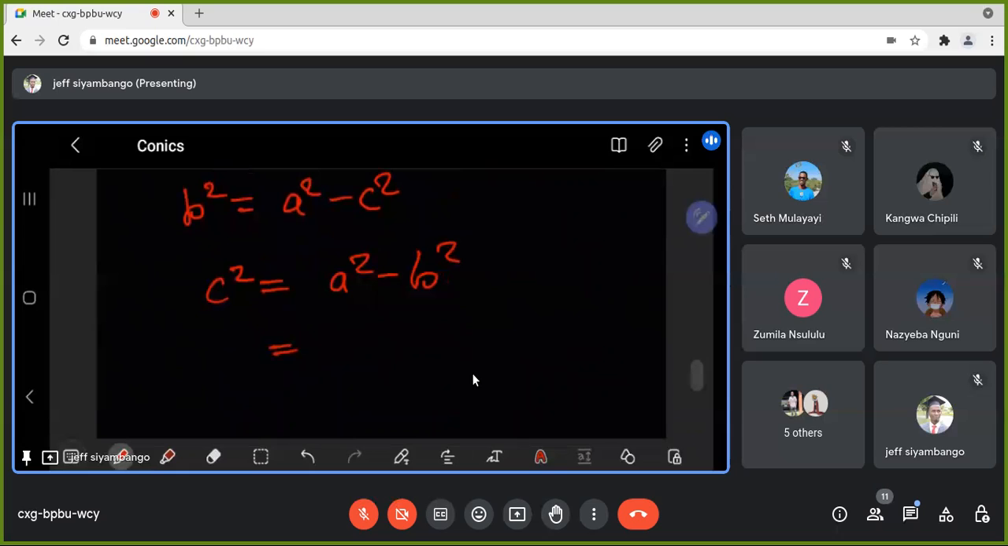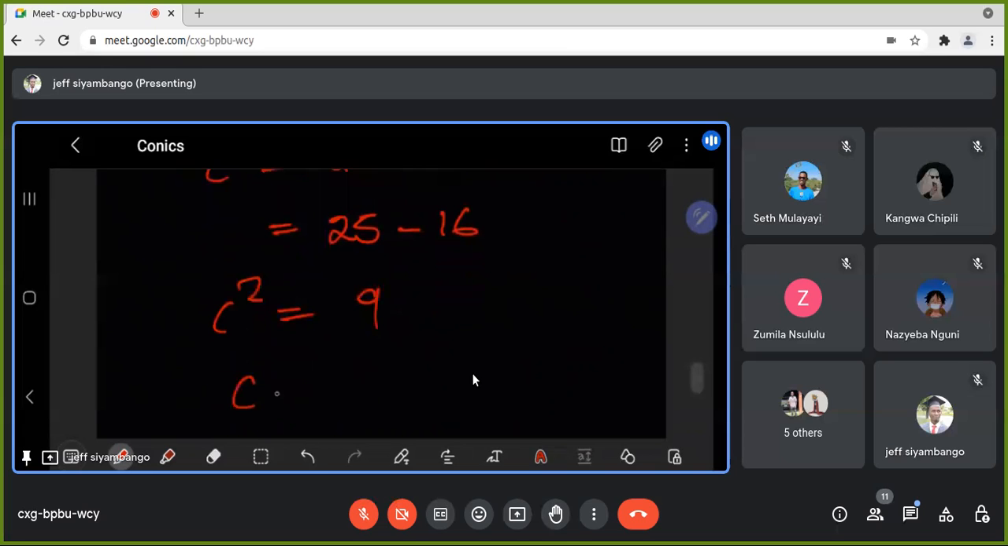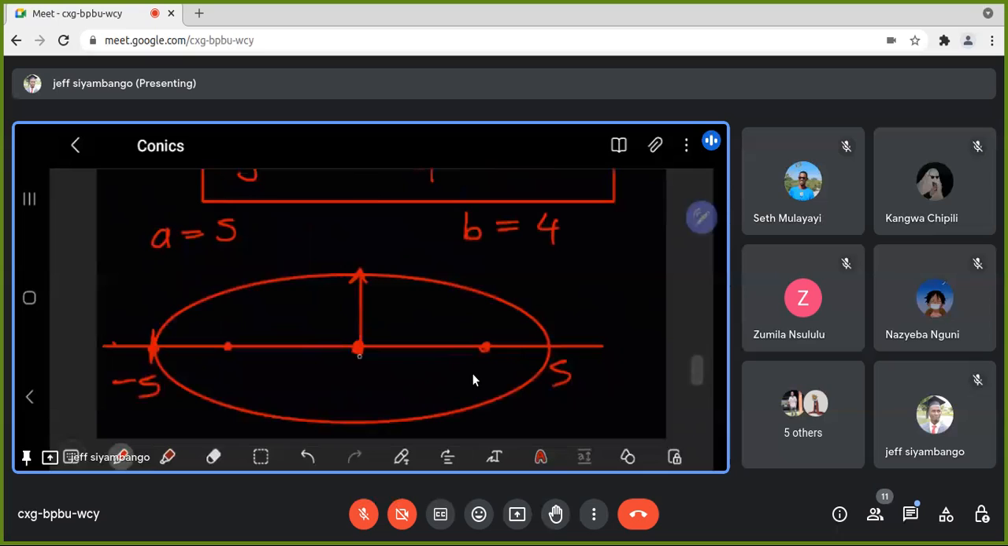A squared is what? We had 5 squared, which is 25. B squared, we had 16. So this becomes 9. So here we're seeing that C is equal to 3. Because C is 3, we now know we have to move from the origin, or from the center, 3 units to the right and 3 units to the left.